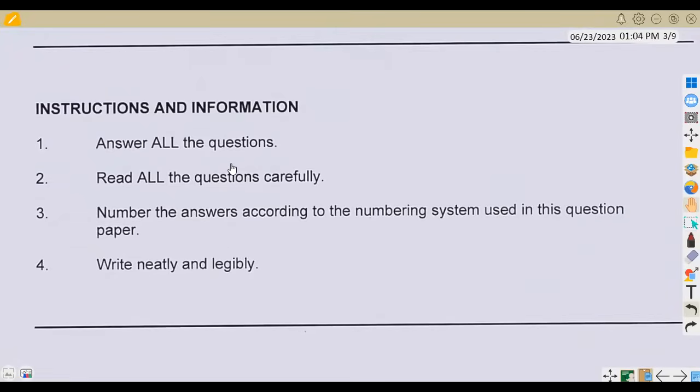Answer all the questions that you're given. Read all the questions carefully and number the answers according to the numbering system used in this question paper. Write neatly and legibly. That is, whatever you are indicating must be clearly shown.